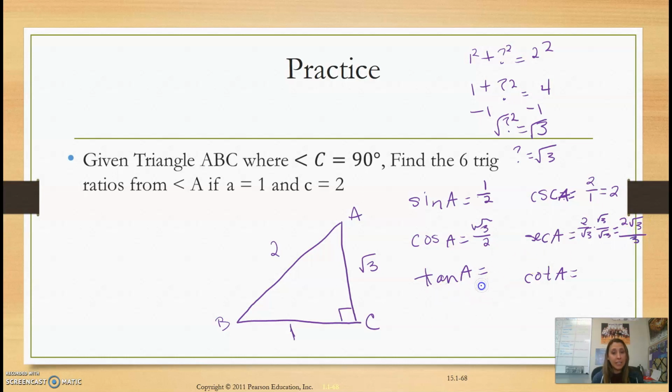Then my tangent is going to be my opposite over adjacent, so 1 over the square root of 3. And then my cotangent is going to be the square root of 3 over 1. Okay, so both of these need to be simplified. So I need to rationalize that. Multiply by the square root of 3 over the square root of 3, and I get the square root of 3 over 3. And then this is just the square root of 3.